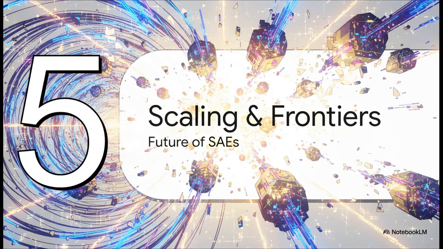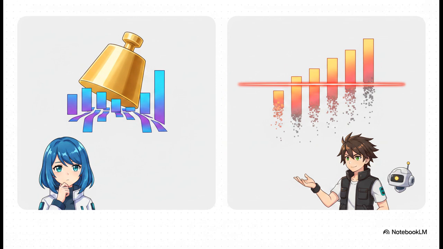Which brings us to our final section, Section 5, Scaling and Future Frontiers. As the base language models blow up from billions to trillions of parameters, that standard L1 penalty we talked about earlier starts hitting some really severe mathematical walls. One massive headache is shrinkage, or feature suppression, where the L1 penalty artificially squashes the true activation values.